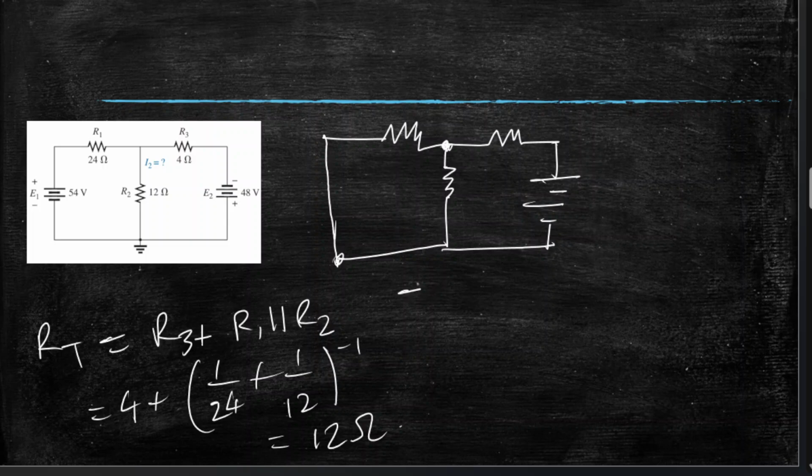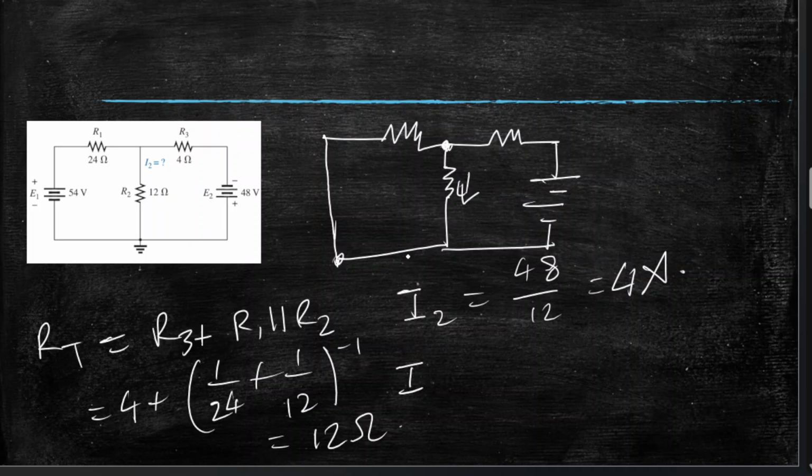Now let's find the current. So I2 is equal to E2 over RT, so 48 volts over 12, which is 4 amperes. Now again, this is a parallel circuit, so 4 amperes are not flowing through R2. It's the total current. Now we have to again do the voltage, current divider.